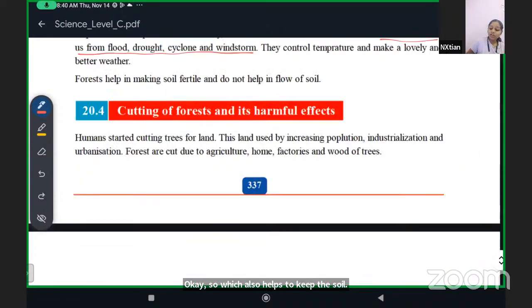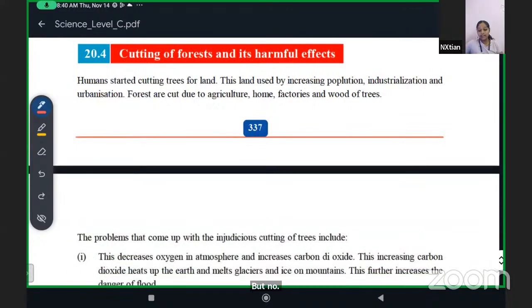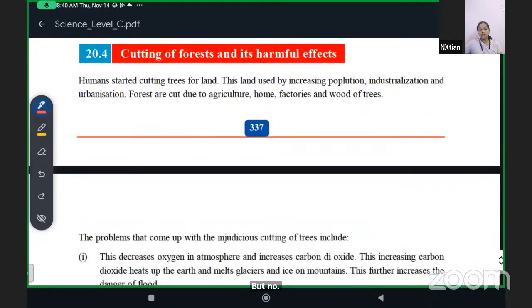Now, cutting of forests and its harmful effects. Nowadays, we use wood for basically everything, right? We are using wood for a lot of our consumption, to make a lot of furniture, to make a lot of paper and everything. And also because we need the land.